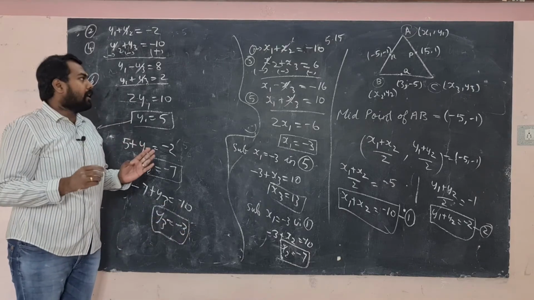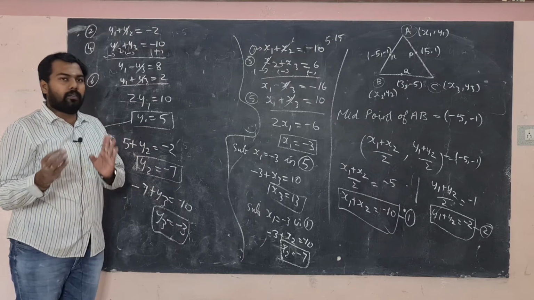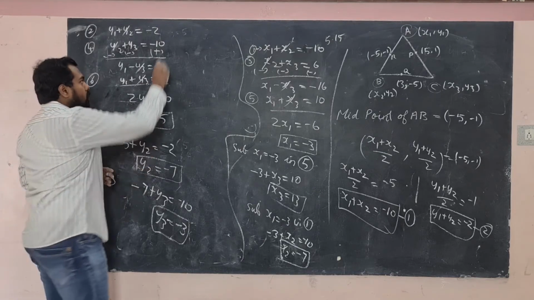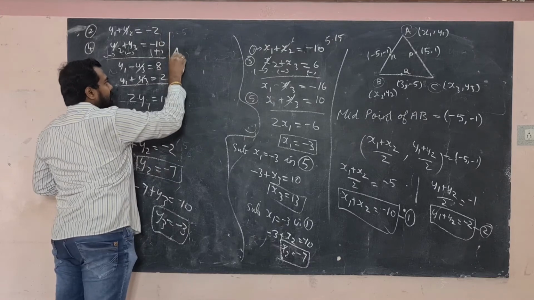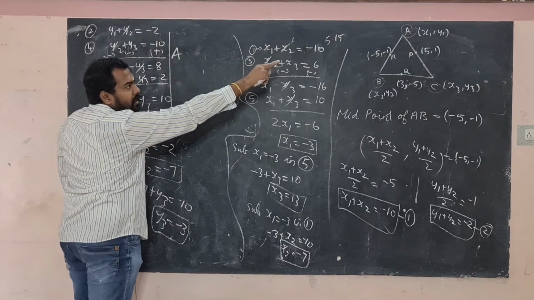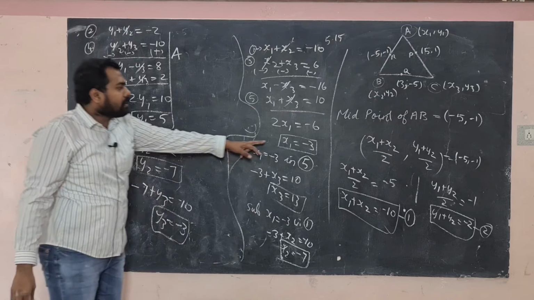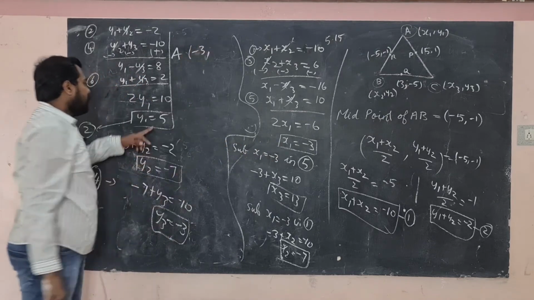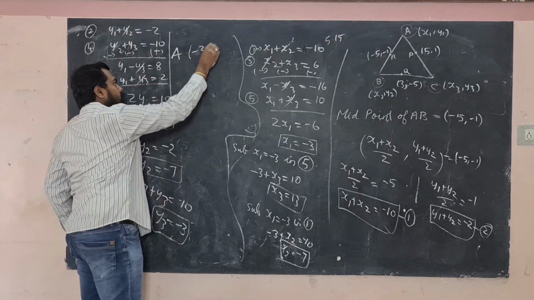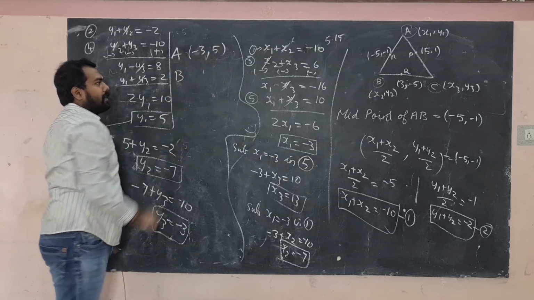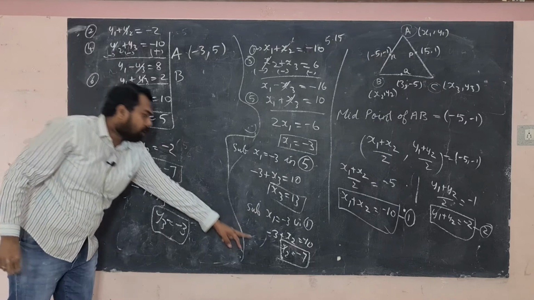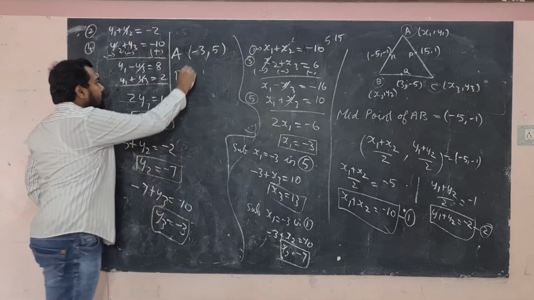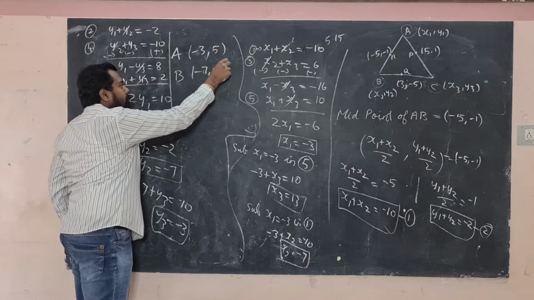Now we have found everything separately. We have to combine x1 y1, x2 y2 and write them as points. So the answer: vertex A is x1 comma y1. The value of x1 is minus 3, and y1 is 5. Same way, vertex B is x2 comma y2. x2 is minus 7, y2 is minus 7. So it is minus 7 comma minus 7.